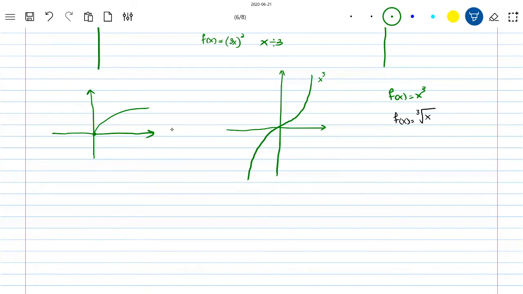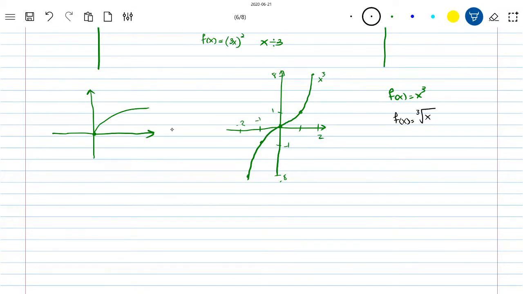If you replace 0, the y value becomes 0. If you replace 1, you will get 1. If you replace -1, you'll get -1. If you replace 2, what you get is 8. 2 cubed is 8. If you replace -2, you'll get -8, and so on. So you can pick a couple of points just to graph the function. And you will see that you create this shape.